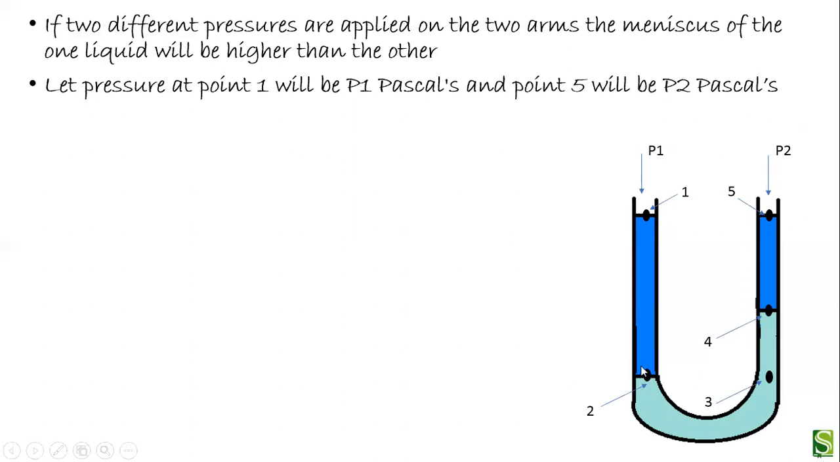You can see that point 3 and point 2 are at the same level, and point 4 is at the meniscus of liquid A and B, but on the right hand side arm. The dark blue is liquid B and light blue is liquid A, as we have seen earlier. The length from point 3 to point 4 is expressed as R, and the length from point 4 to 5 is expressed as M.